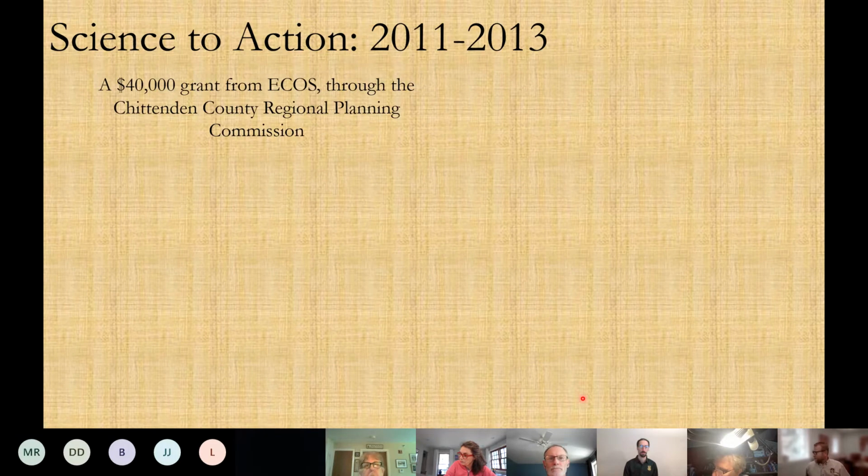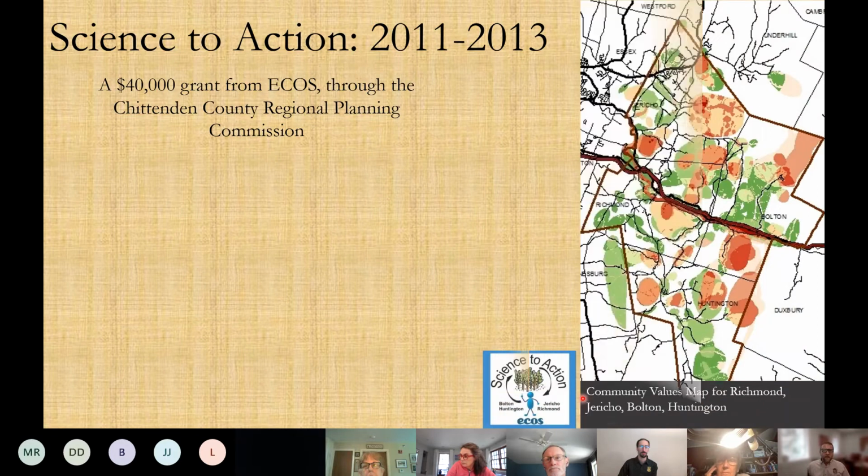So here's an example that I wanted to share, that Science to Action project. This started with a $40,000 grant from the Chittenden County Regional Planning Commission. It was between 2011 and 2013. You can see that we did community values mapping across this 4-town area as a way of saying, hey, landowners, what do you care about in these places? And how might those overlap with ecological priorities?